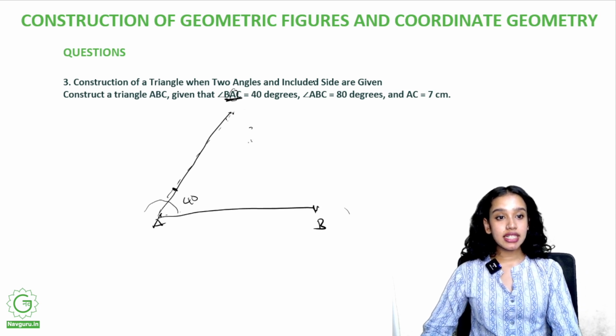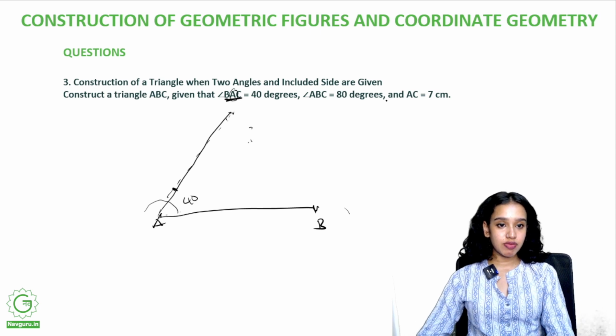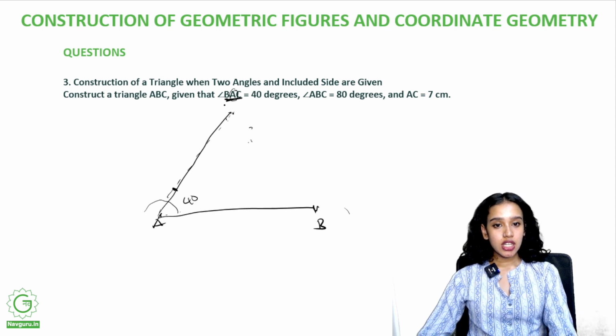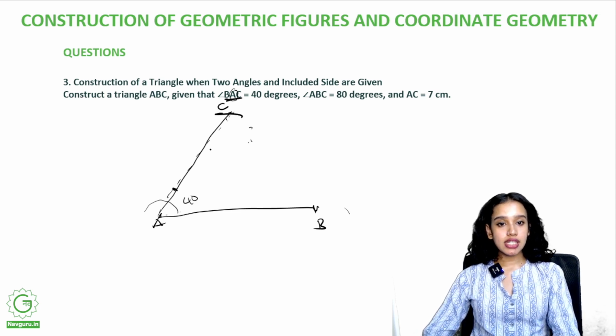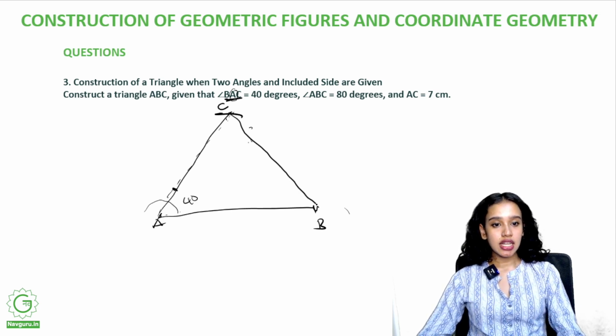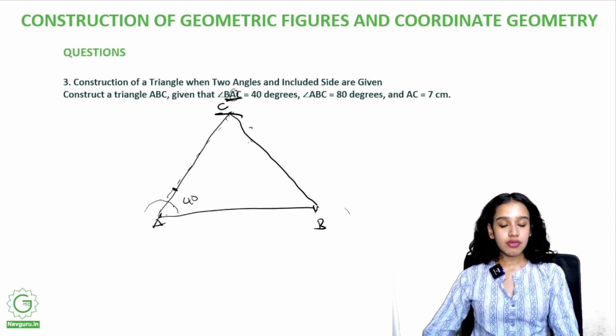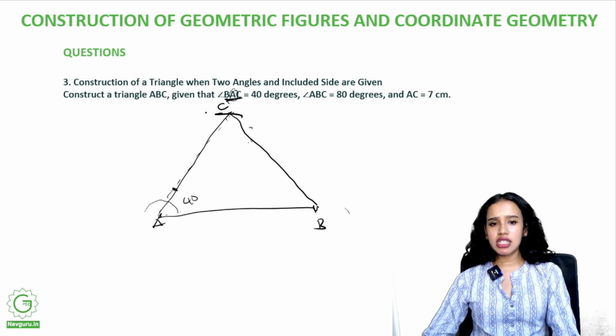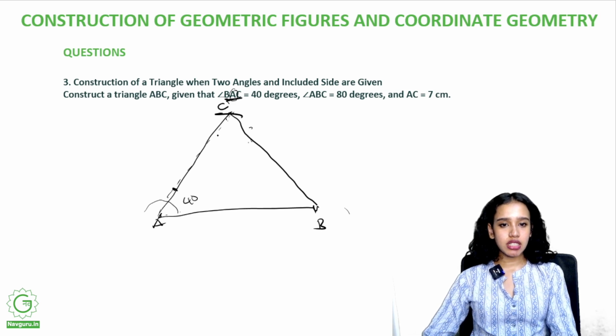And then we know that side AC is equal to 7 centimeter, right? And if we put C here, angle BAC would be 40 degrees, right? So we'll put C here and we'll mark 7 centimeter from here to here. And we got C here and then we'll join both sides. So this would be AC equal to 7 centimeter, and we have angle ABC equal to 80 degrees, right?